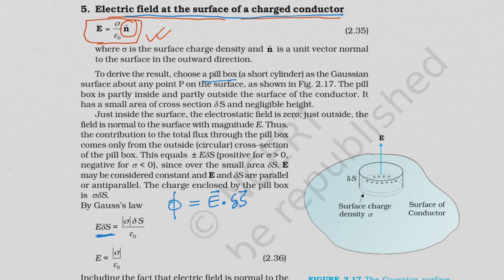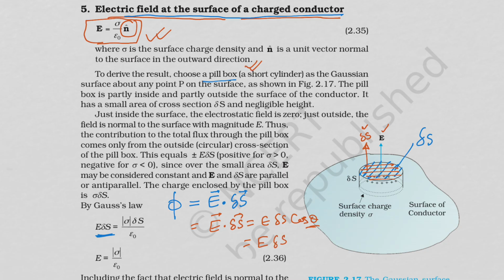Now, as we can see in the figure, the area element, delta S, has a direction, and that direction is normal to the surface, right? And that makes E dot delta S equal to E delta S cos theta. The angle between delta S and the electric field is 0 degrees, so cos 0 degrees is equal to 1, and then we can say that the flux through this surface, what you can see in the figure, is E delta S.